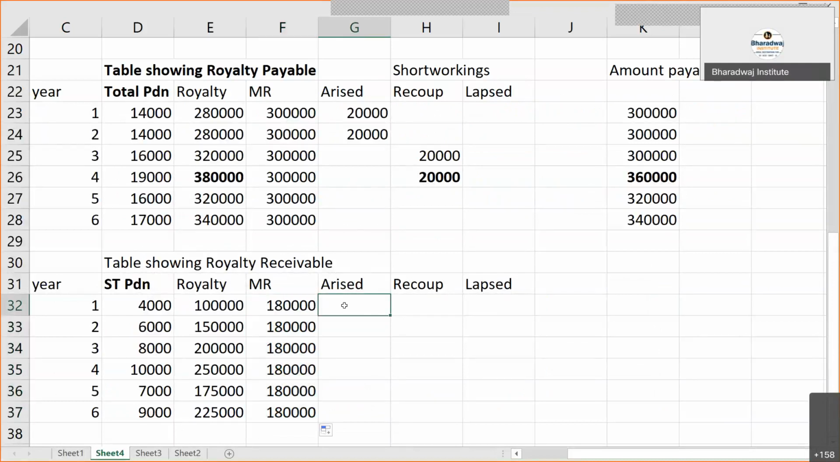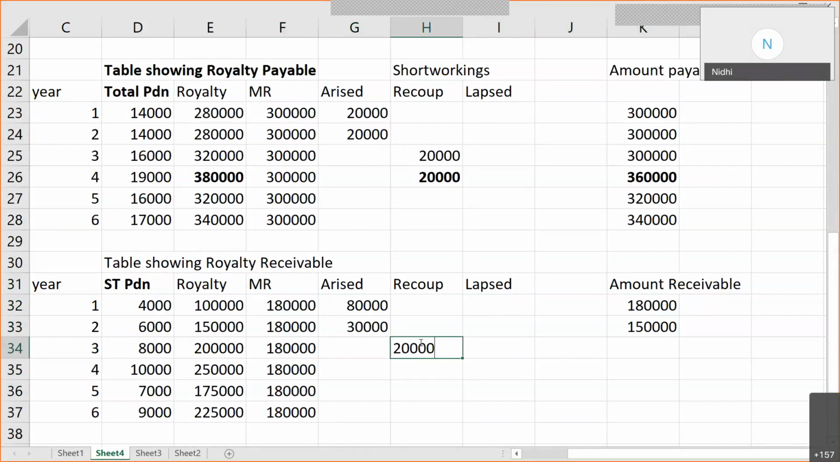So first year raised 80,000. Amount receivable is 1,80,000. Second year raised is 30,000 and amount receivable is 1,50,000. Third year there is a surplus of 20,000. So 1,80,000 you got to receive. Next year there's a surplus of 70,000 and you will receive 1,80,000.